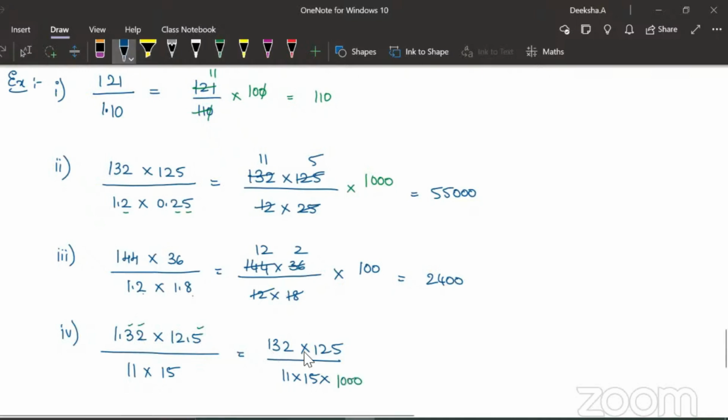Okay. Now you simplify. 11 12s are 132, and then 3 4s are 12, and 3 5s are 15. Now 5 into 25 is 125. 4 into 25 is 100. So 100 and 1000 we have here. You will get 1 by 10, which is equal to 0.1.